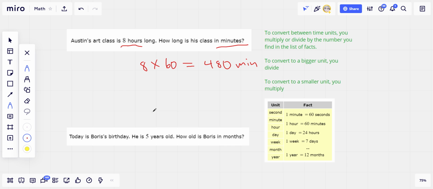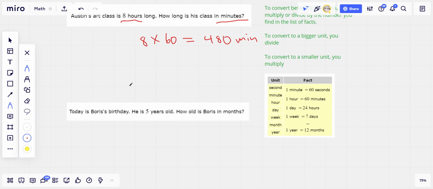All right, let's try one more. It says today is Boris's birthday. He's 5 years old. How old is Boris in months? Okay. Again, we're converting from a bigger unit, years, to a smaller unit. And when we're converting to a smaller unit, you're going to multiply. So we're going to take that 5 years and multiply it by the number of months in a year, which is 12.